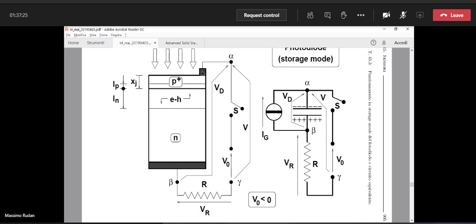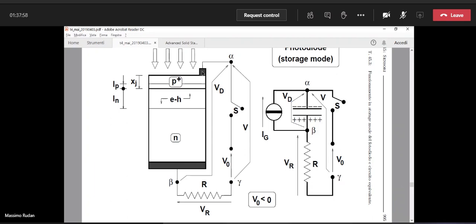Obviously, the optical generations, those produced by the photons, produce a current, and this current adds up with the thermal current, the current that would be present in the device if there were no photons around, okay?